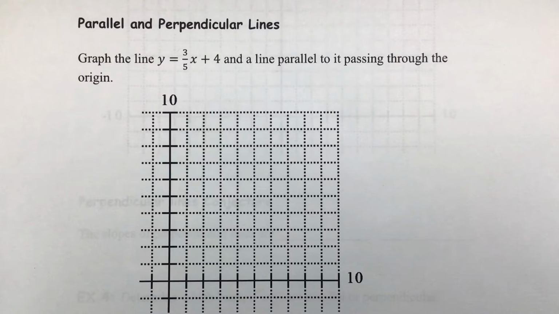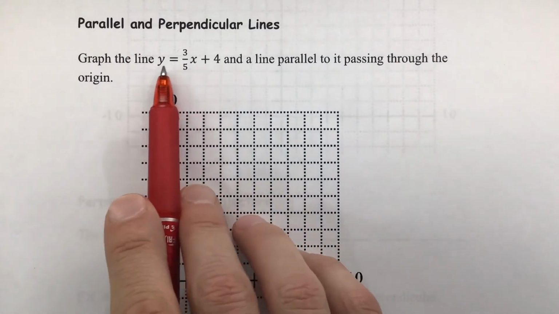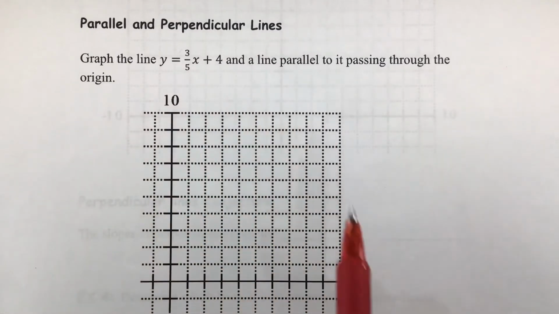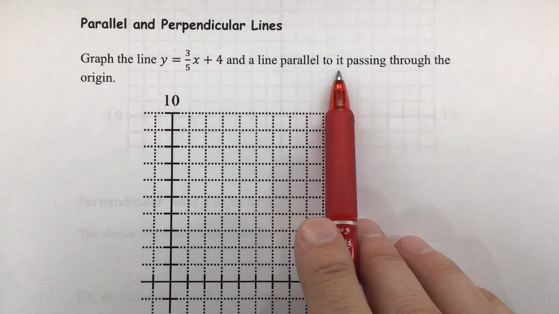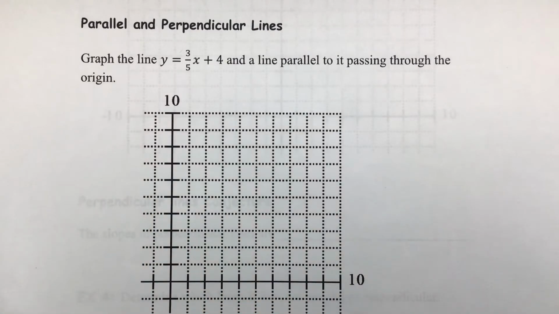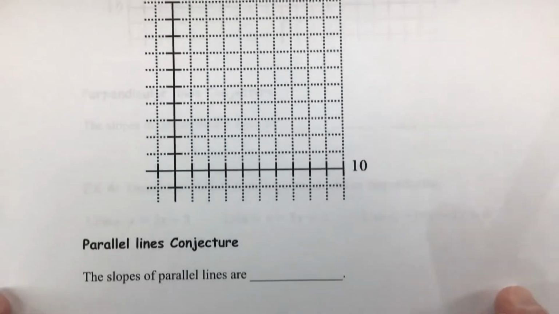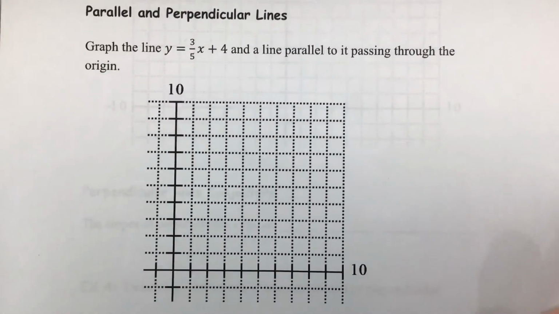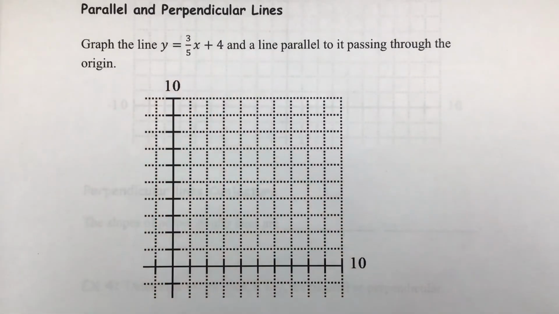So we're going to start with graphing this line, y equals 3/5 x plus 4. We're also going to graph a line that's parallel to it that happens to be going through the origin. Okay, and what we're going to do is eventually compare the slopes that we have here. So we want to complete the statement here. The slopes of parallel lines are blank. Okay, so let's start with just getting that graphed.